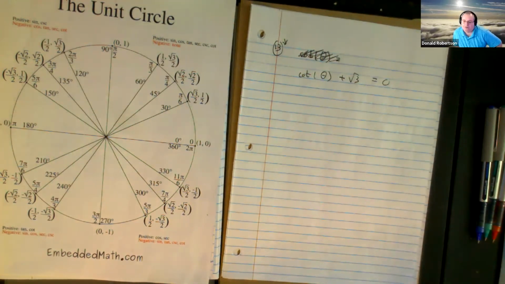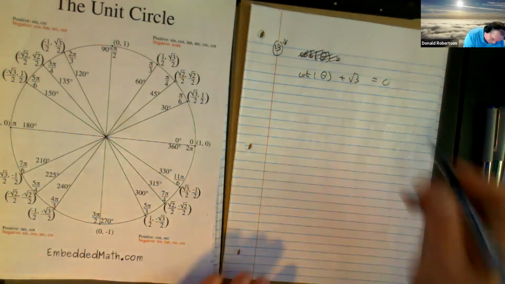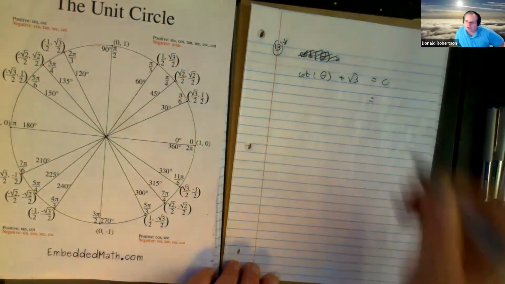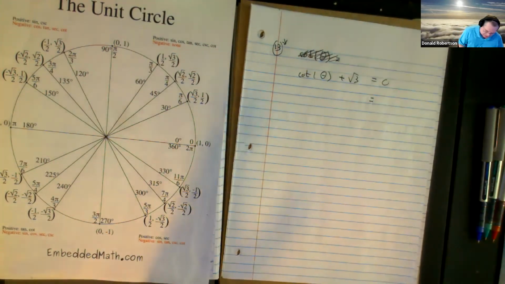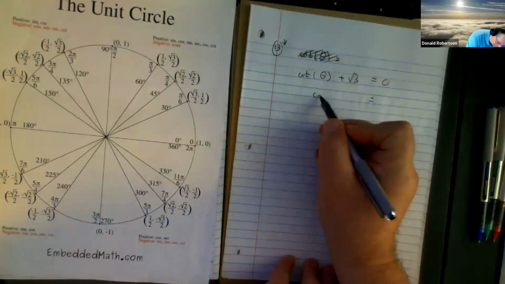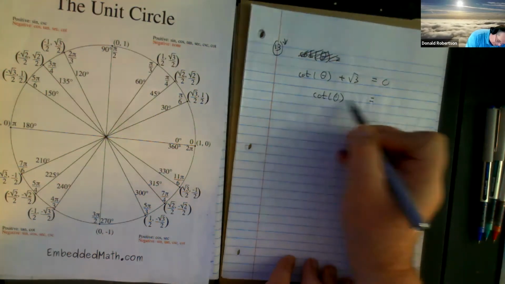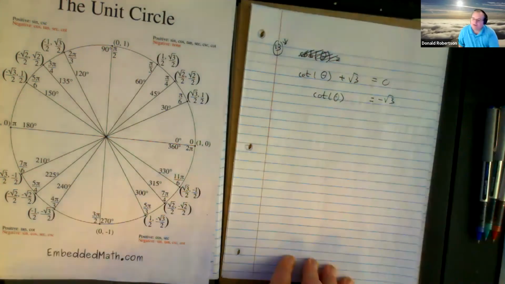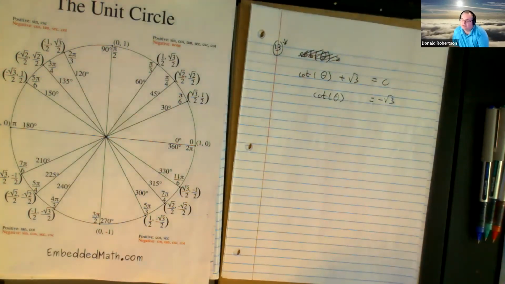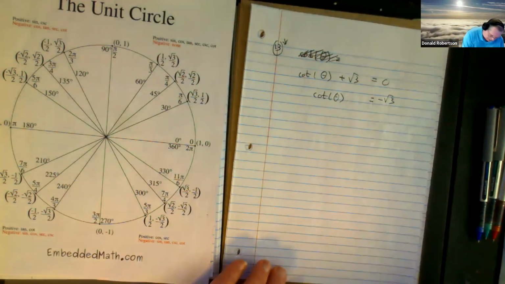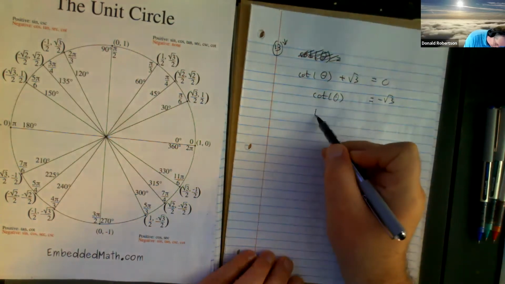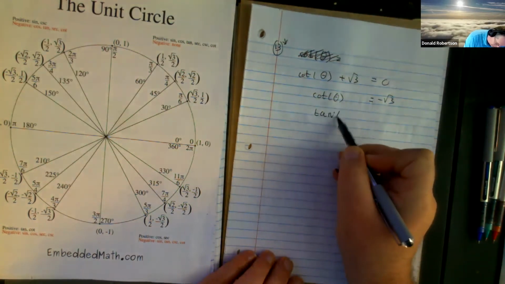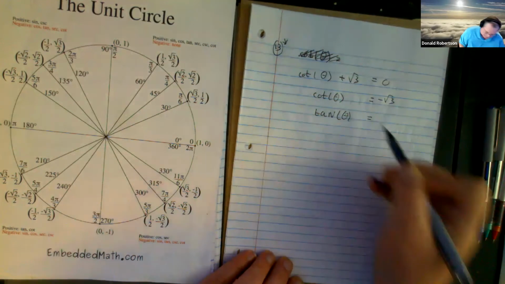I want to solve when is the cotangent of theta plus square root of 3 equal to 0? As long as you do it to both sides, it's okay, that's the rule. So how about subtract root 3 from both sides? Now, if you know what a cotangent is, you should be able to figure out what the tangent is equal to.